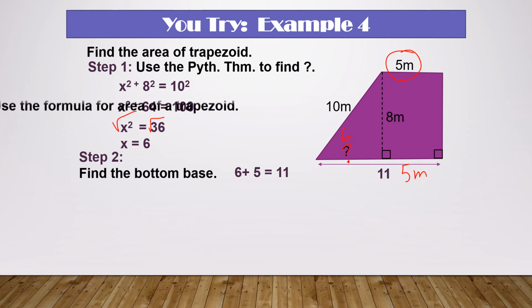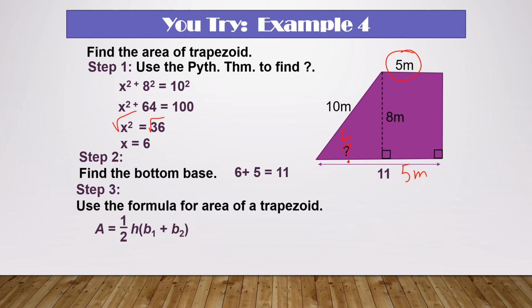Now you have your height, you have your two bases. So we have 1/2 times 8 times 11 plus 5. Put that all in your calculator. You get 64 meters squared.